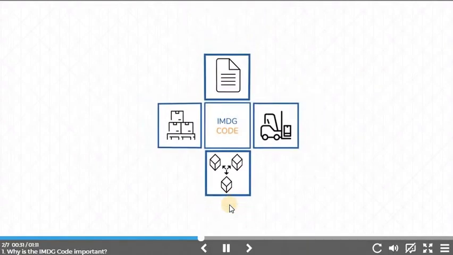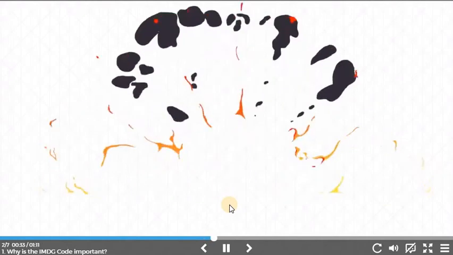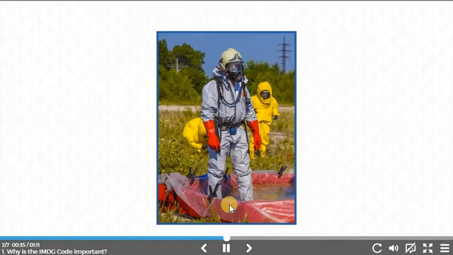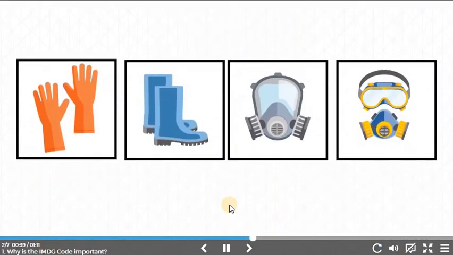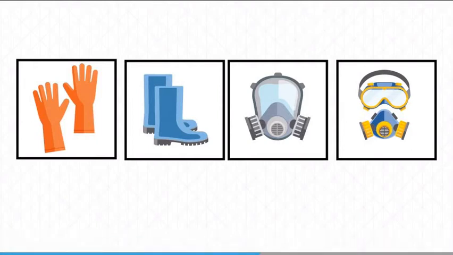You'll also learn more about the procedures for dealing with incidents involving dangerous goods. By the end of the module, you'll be able to identify the safety protection requirements for preventing exposure to the hazards presented by dangerous goods. Throughout, you'll also learn how to use the IMDG code.